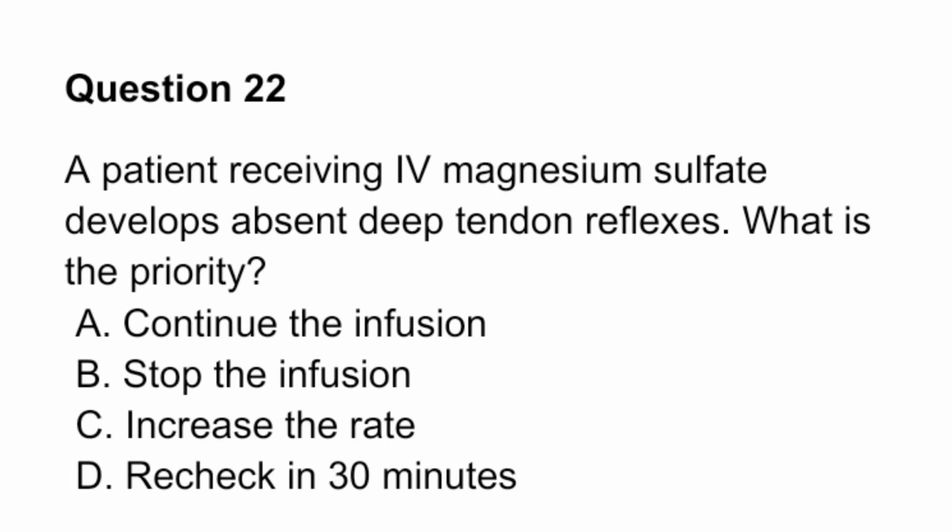Question 22. A patient receiving IV magnesium sulfate develops absent deep tendon reflexes. What is the priority? A. Continue the infusion.